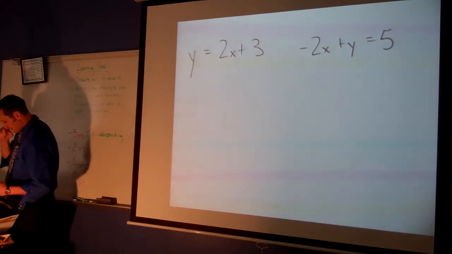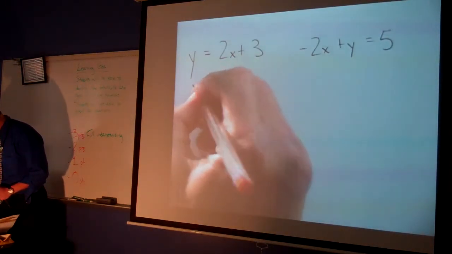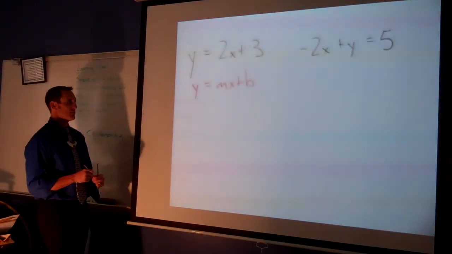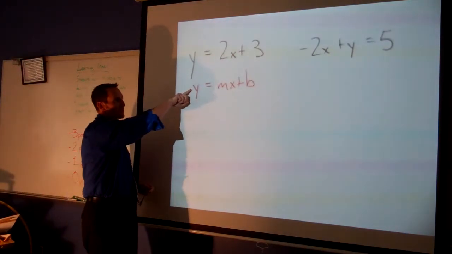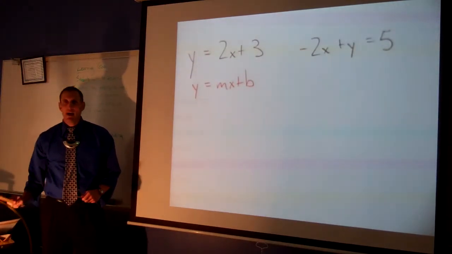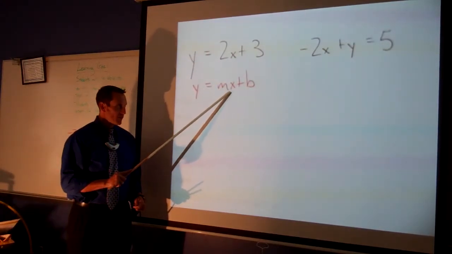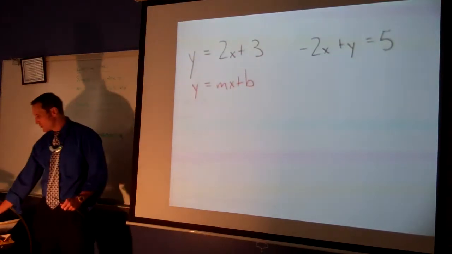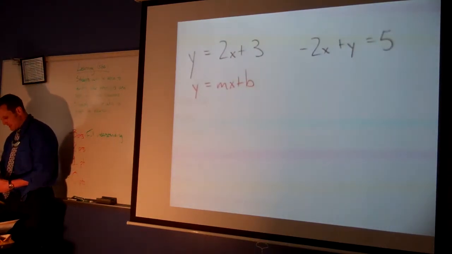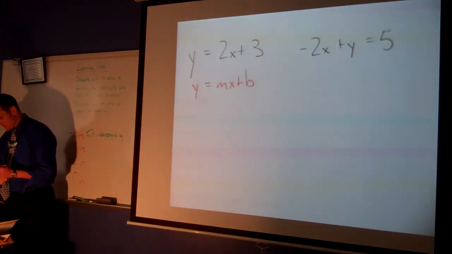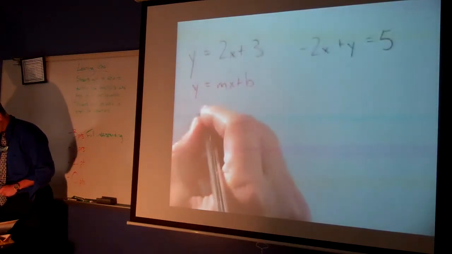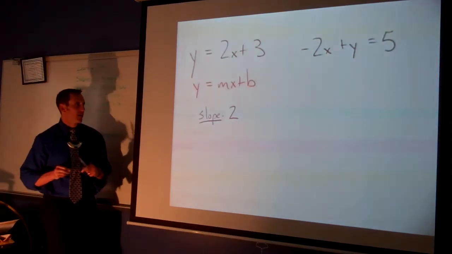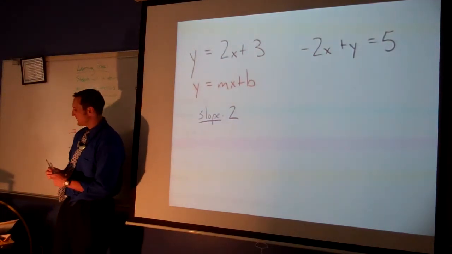For the first line, finding the slope is easy. It follows y equals mx plus b format. This equation is already in slope-intercept form. And since slope is the coefficient of x, the slope of this line is 2. All we have to do now is find the slope of the second line.